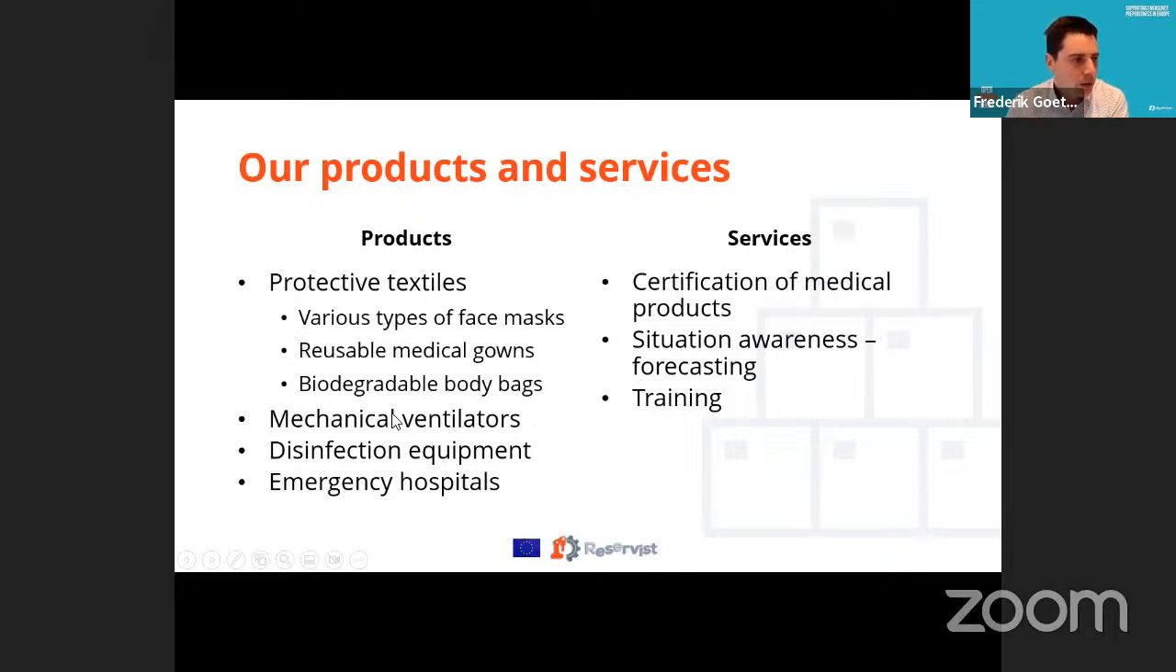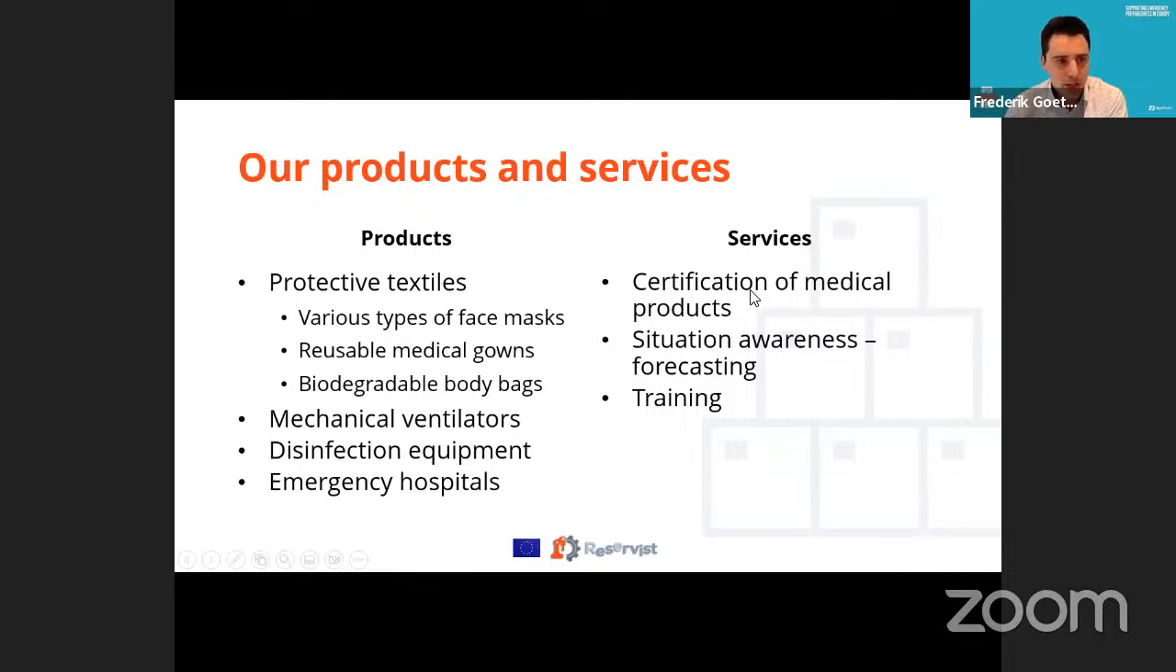We can also offer mechanical ventilators, disinfection equipment. Nardi or Anna will tell a bit more about this later, about the development of disinfection equipment. And we can also supply emergency hospitals to increase hospital capacity. Besides the products, we can also offer some services.